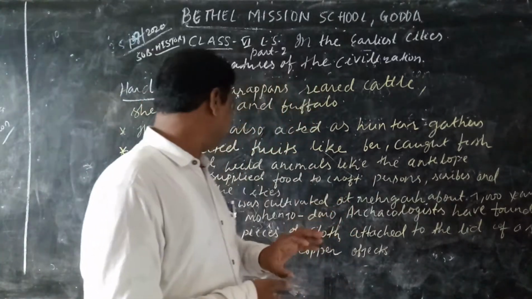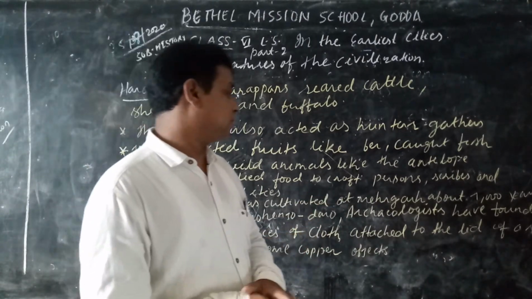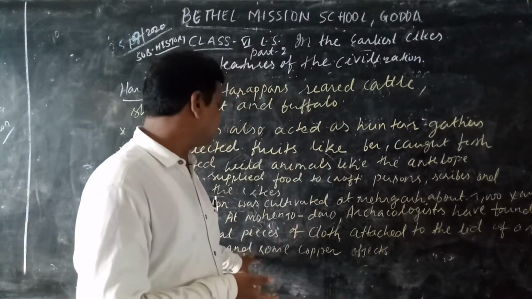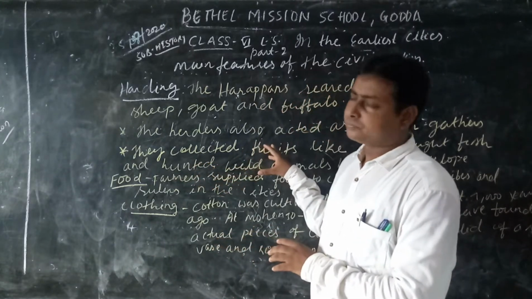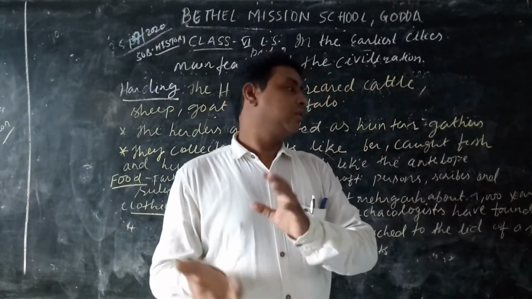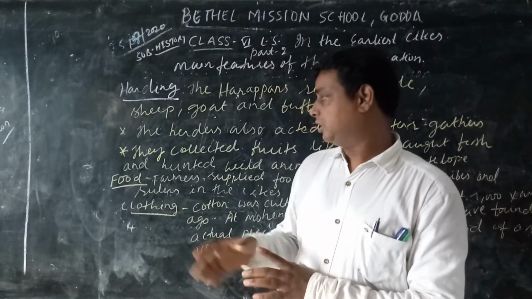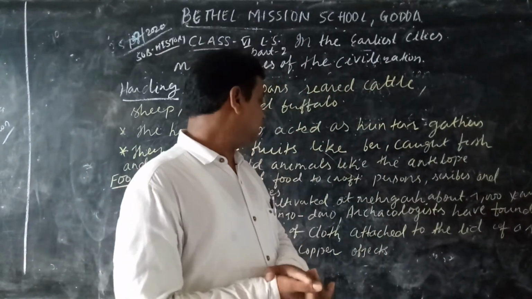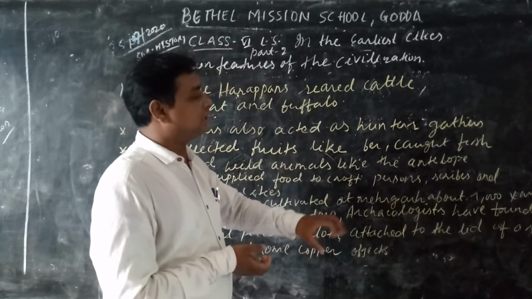At Mohenjo-daro, archaeologists have found an actual piece of cloth, and it was attached to the lid of a silver vase, along with some copper objects. The people of this region wore cotton clothes and wool clothes, and it was stitched. Indian archaeologists found that actual piece of cloth attached to the lid of the silver vase.